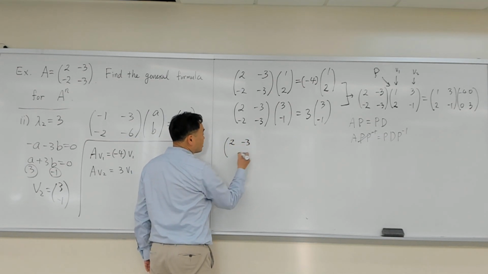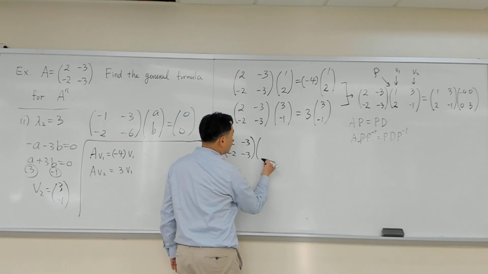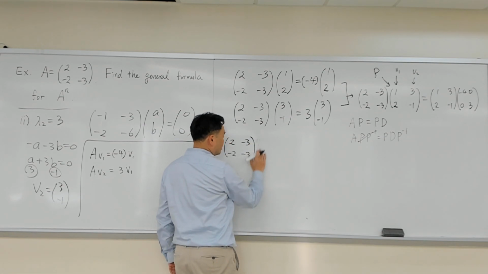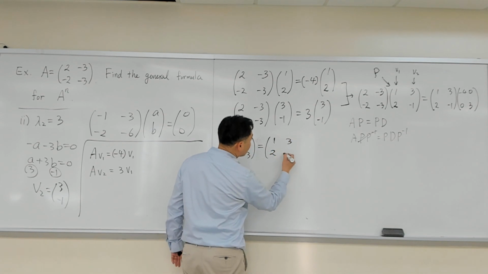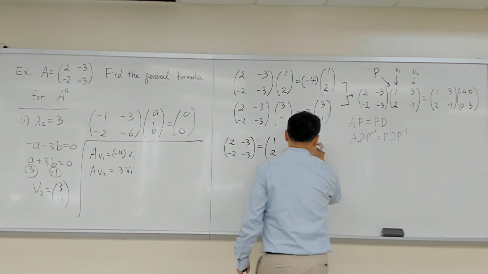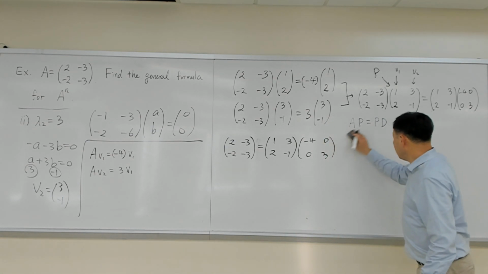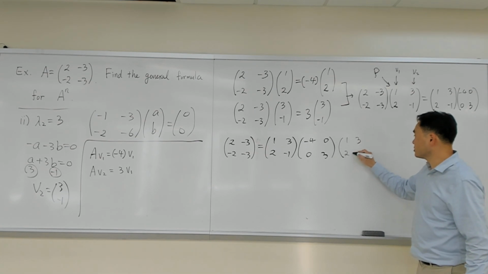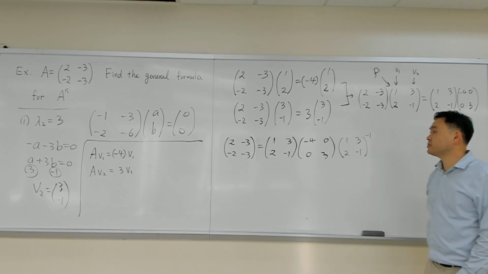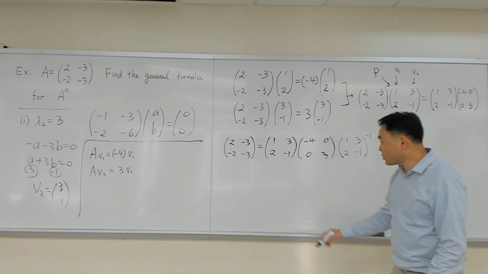So we have the result that the matrix 2, negative 3, negative 2, negative 3 equals 1, 3, 2, negative 1 times negative 4, 0, 0, 3 times the inverse of that first matrix. Okay, and we use that idea, therefore we're almost there.